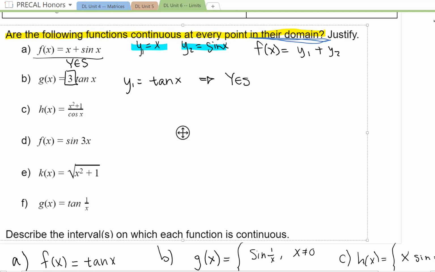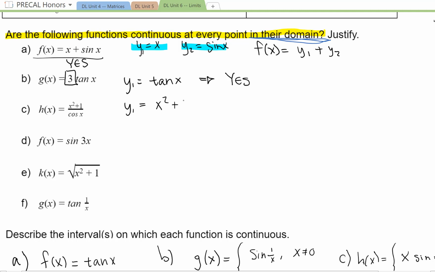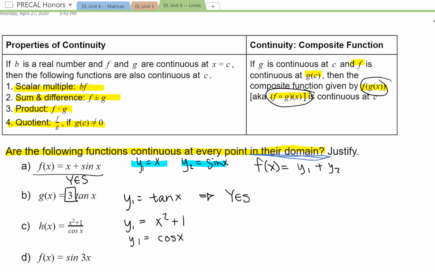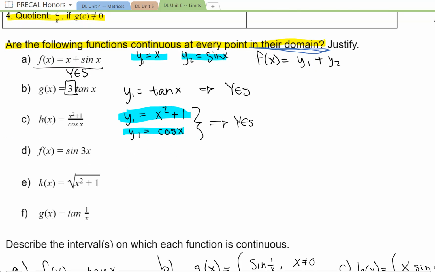Moving on. We have a quotient of functions. So you have the polynomial x squared plus 1, and then the denominator is cosine x. Polynomials are continuous functions, and cosine x is a continuous function for every point in its domain and entirely continuous. Therefore, the quotient of these functions is also continuous for every point in its domain.